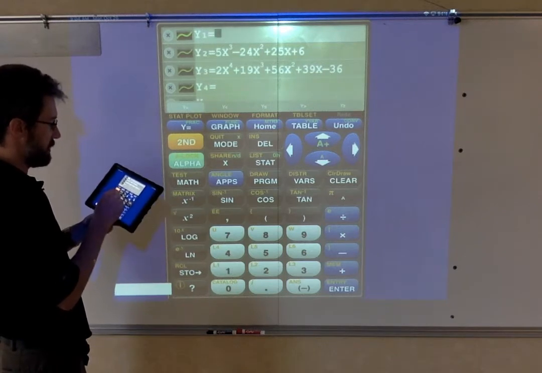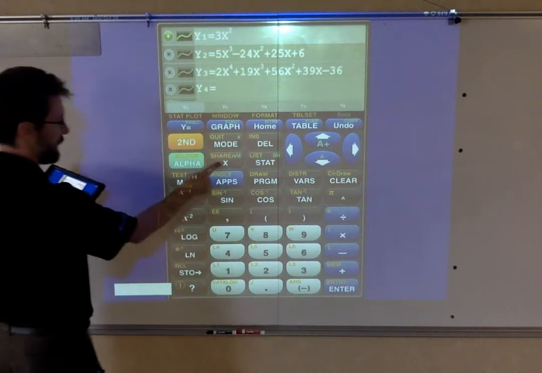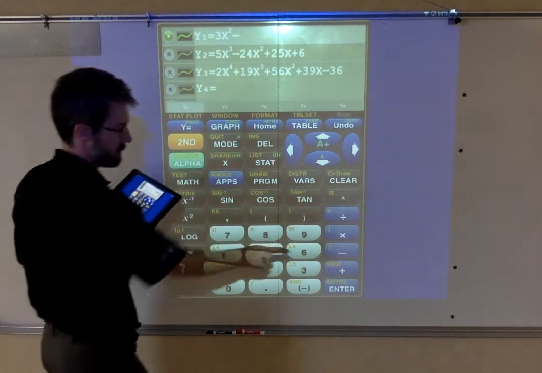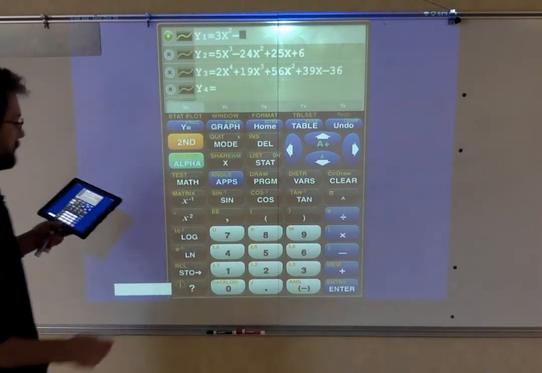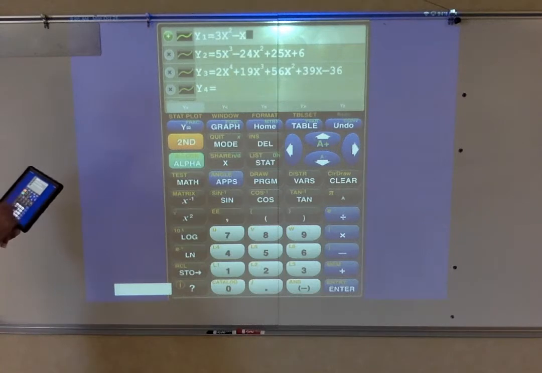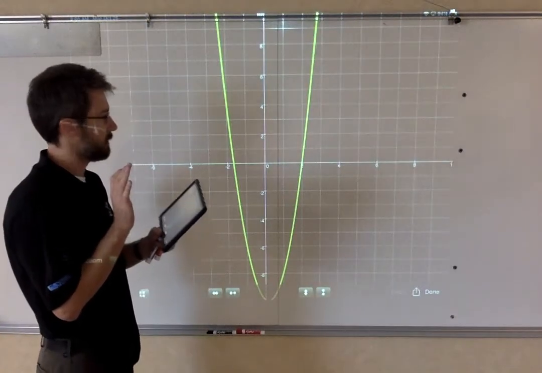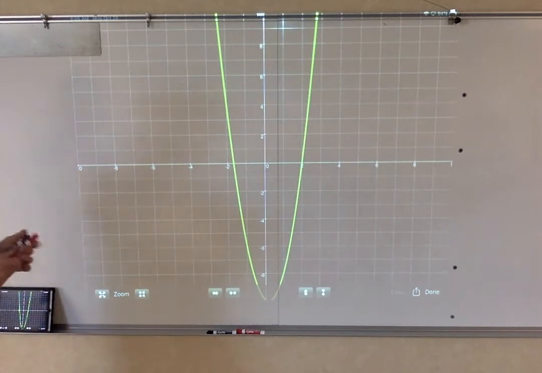So this one was 3x squared, so 3, the x button, and then the x squared button, minus. This minus, not the negative symbol. Remember, those two things are different. I think it was x and then minus 10. Now, if we go to the graph, it looks like this. Mine looks kind of cool because it's all black and green. Yours is a little more drab.